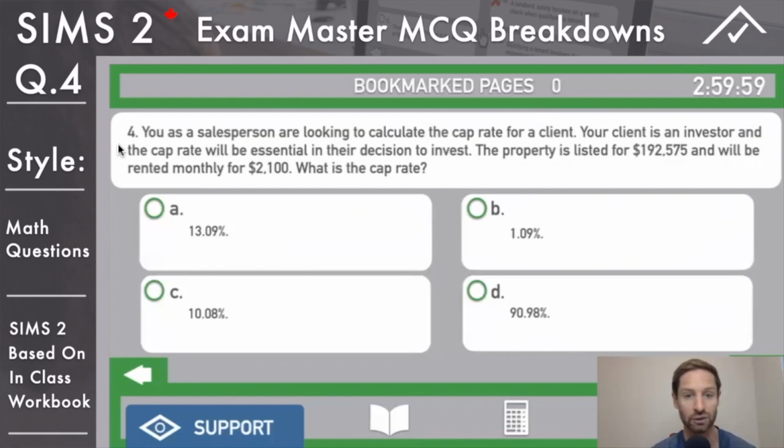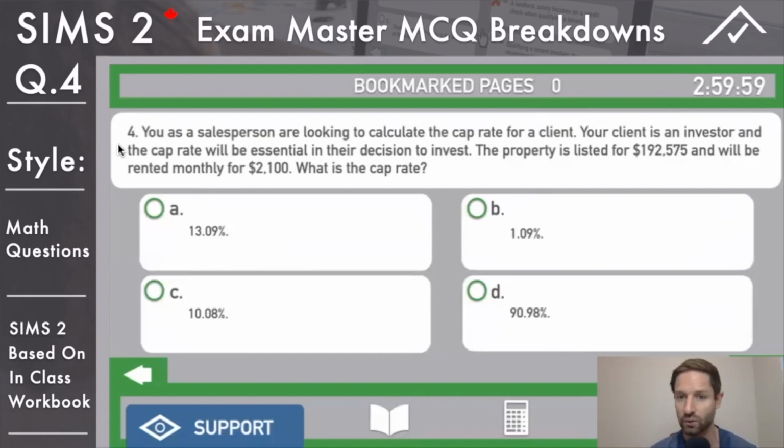You as a salesperson are looking to calculate the cap rate for a client. Your client is an investor, and the cap rate will be essential in their decision to invest in the property. So that information is kind of useless, but that's how they make these questions long-worded, right?